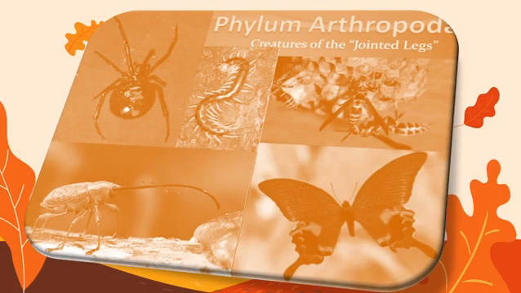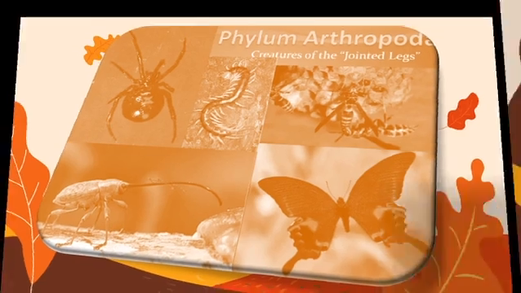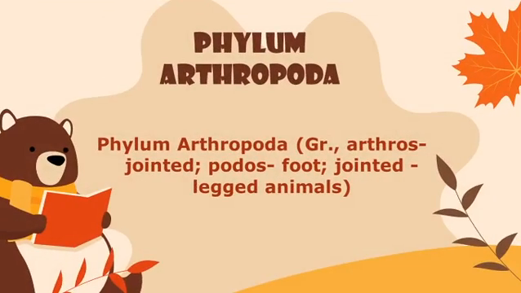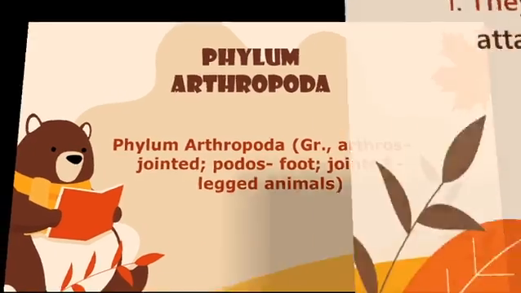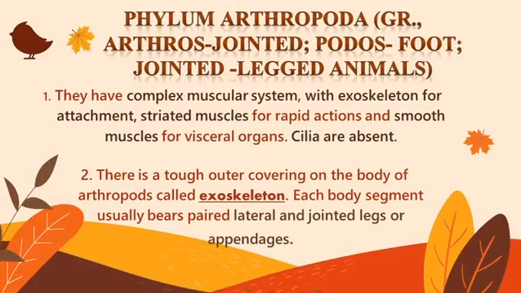Phylum Arthropoda means jointed legs. The legs are jointed and attached to the body, so it is called Phylum Arthropoda. In Greek, arthros means jointed and podas means foot, so these are jointed-legged animals.